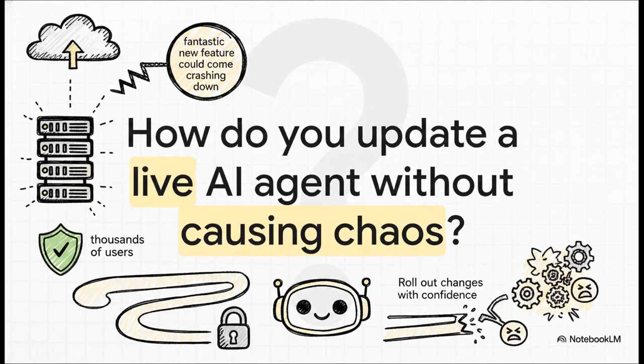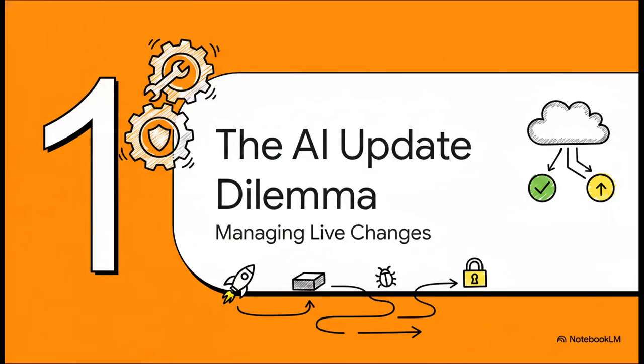I want you to picture this. Your AI agent is live, right? It's out there serving thousands, maybe millions of users. You've just built this amazing new feature, but you're sweating it because one wrong move, one bad update, and the whole thing could just fall apart. So how do you roll out those cool new changes with confidence? And that is the core problem we're going to solve today.